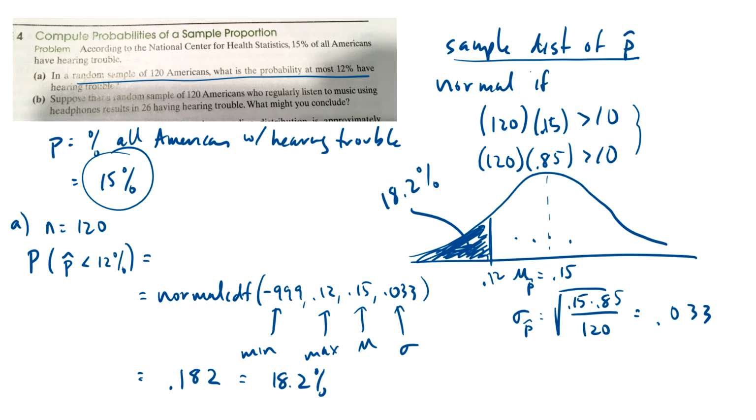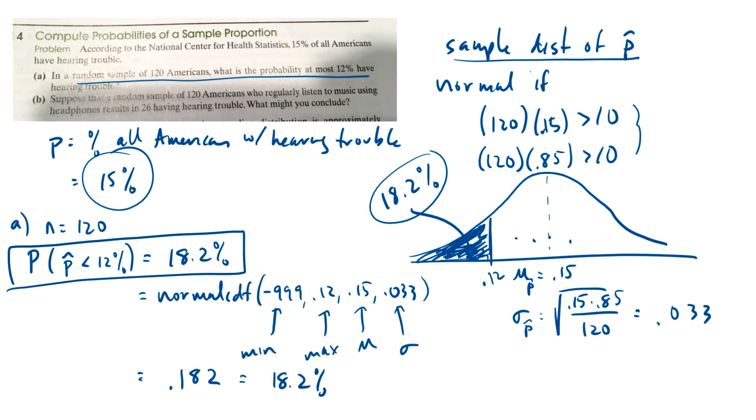So question A says, hey, if 15% of the population has hearing trouble, what's the chance that I pick a sample of 120 and 12% or less have hearing problems? And the chance of that happening is 18.2%. There's a lot of percents in here. So the chance of me getting a sample with 12% or fewer having hearing problems is 18.2%.